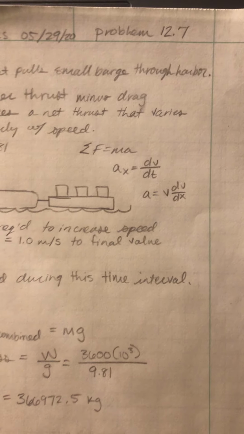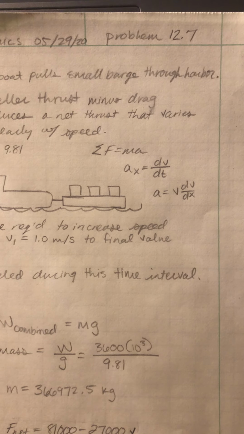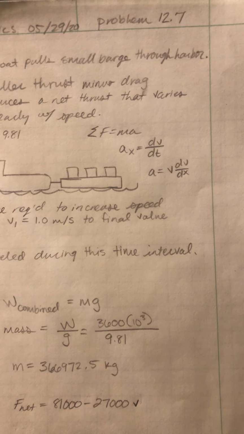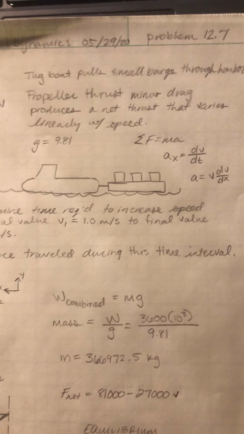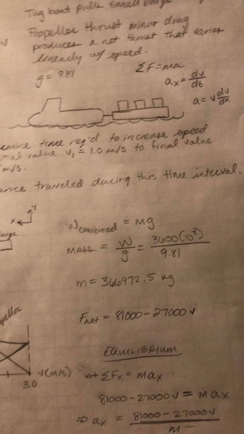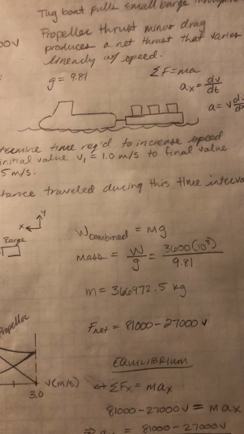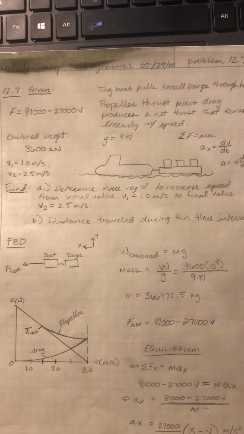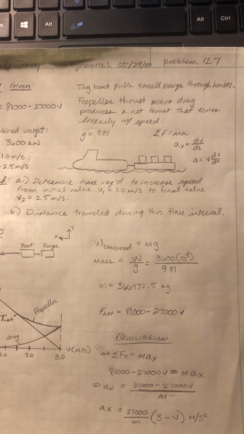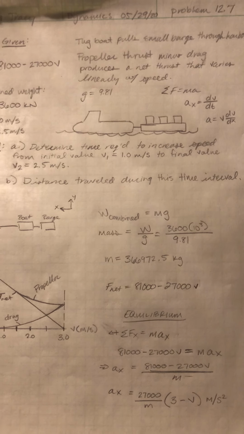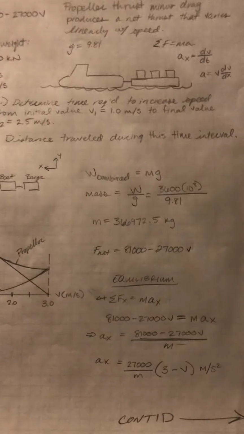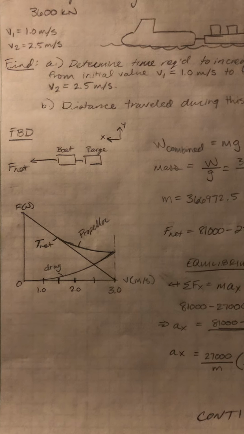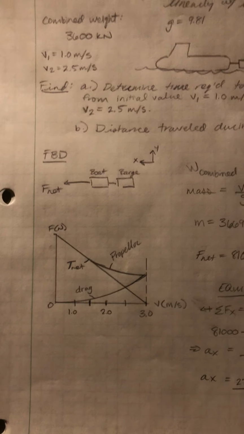We are using the functions of the sum of the forces equals mass times acceleration, and our acceleration equals the derivative of velocity. We're being asked to find the time required to increase the speed from 1.0 meters per second to 2.5 meters per second, and then determine the distance traveled during that time interval. So we draw a free body diagram. We know that it is moving to the left, so we set our positive coordinate system that way.